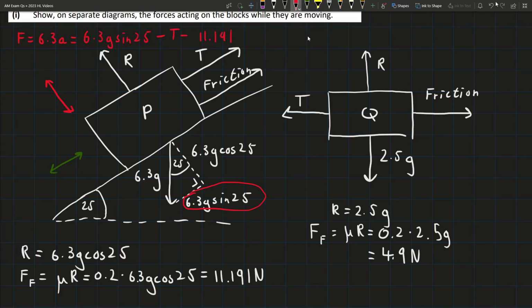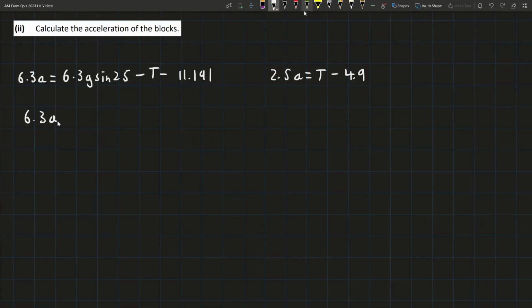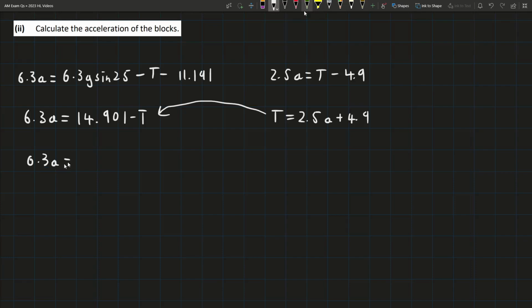Now for block Q, we're going to have ma, and m is 2.5, so 2.5a will be equal to the tension pulling to the left, minus the friction, which is 4.9. So 6.3a will be equal to 6.3g sin 25 minus 11.191. That's about 14.901. Then minus the T. And then here we can isolate for T, so we can sub it into the other equation. T equals 2.5a plus 4.9. Let's put that into this equation. So we're going to have 6.3a equals 14.901 minus 2.5a minus 4.9.